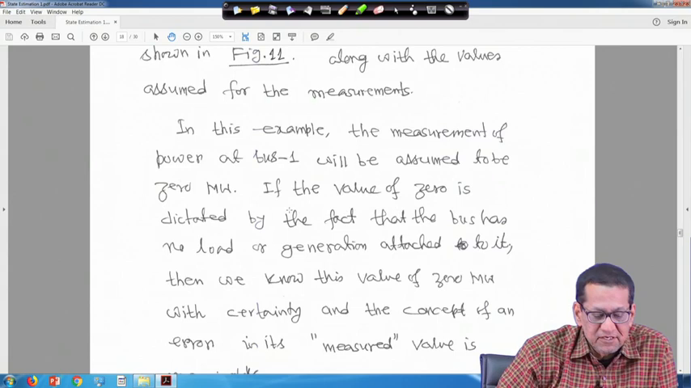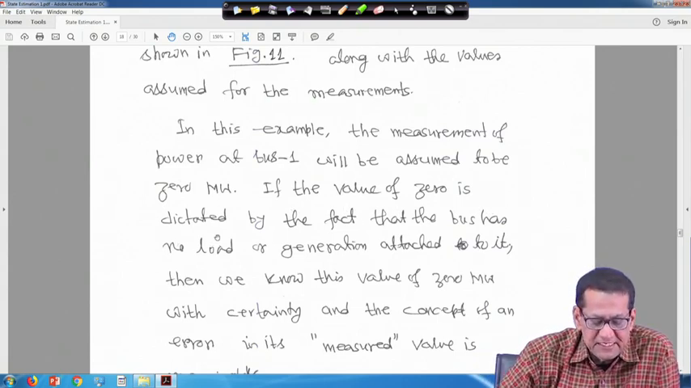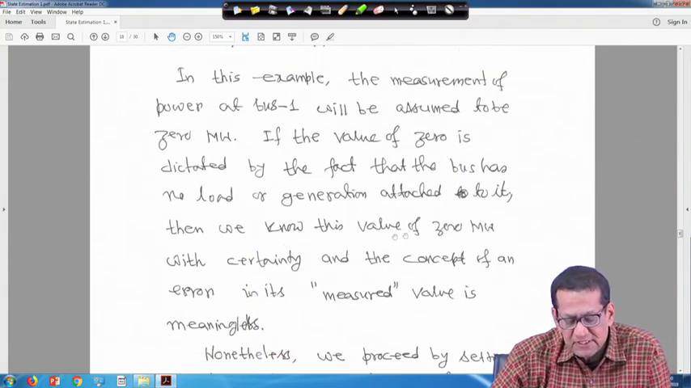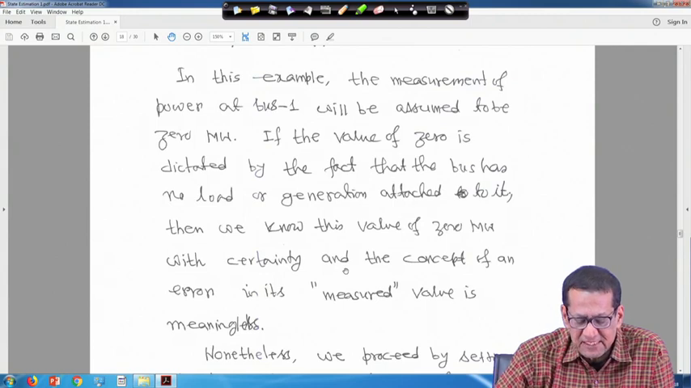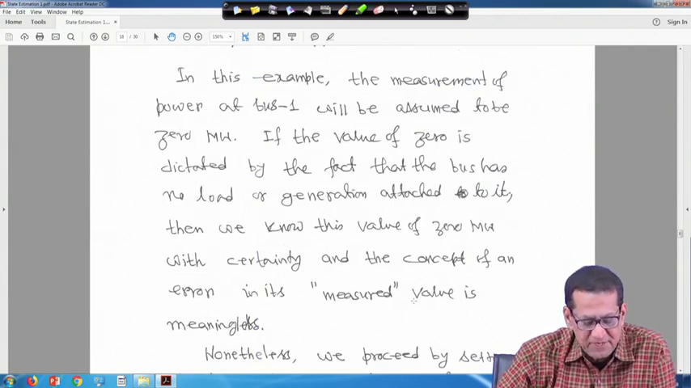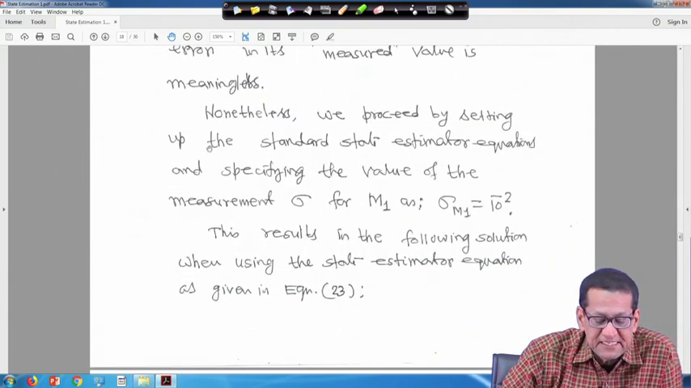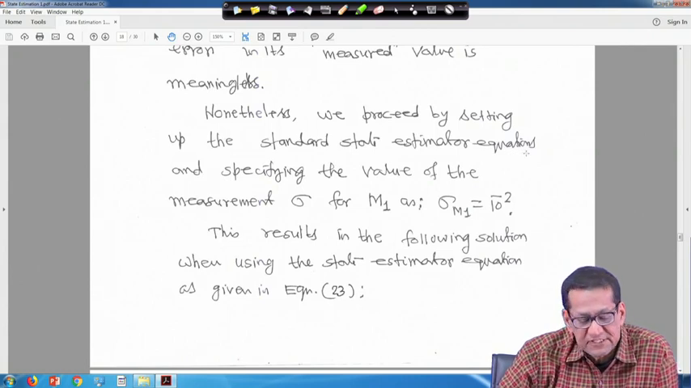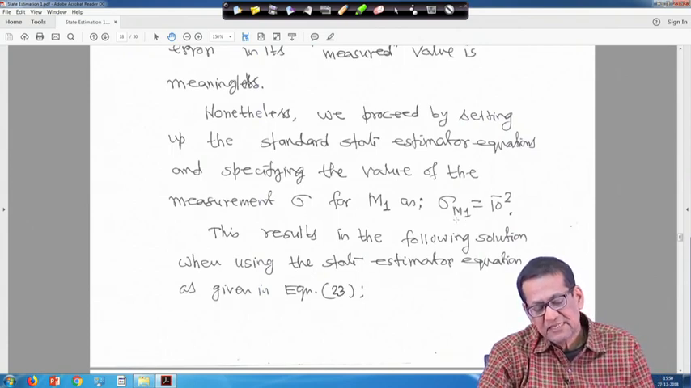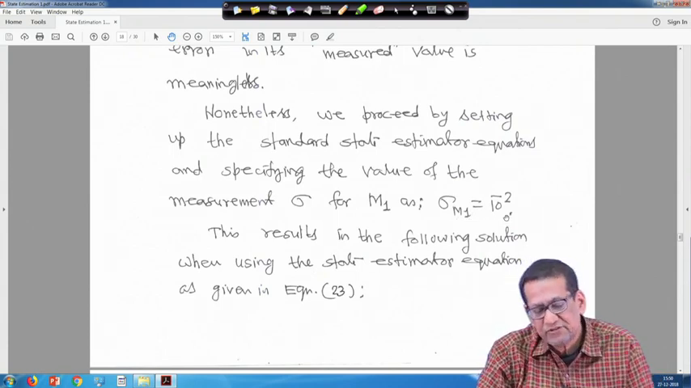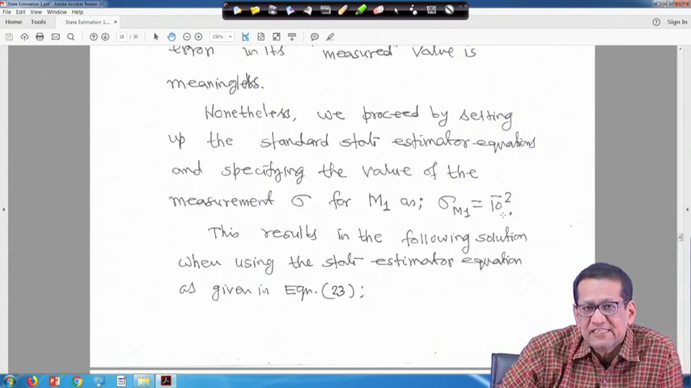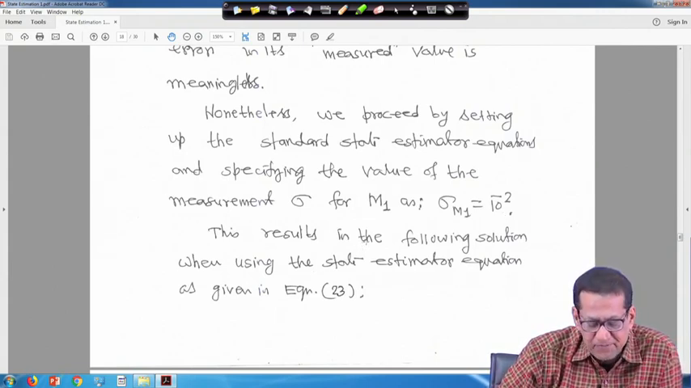Suppose the value of 0 is dictated by the fact that the bus has no load or generation attached to it, then you know this value of 0 megawatt with certainty, and the concept of an error in this measured value is meaningless, right. Nonetheless, we proceed by setting up the standard state estimator equations and specifying the measurement sigma for M1. Suppose sigma M1, the standard deviation, is 10 to the power minus 2 for meter 1, which was connected near bus 1, right.